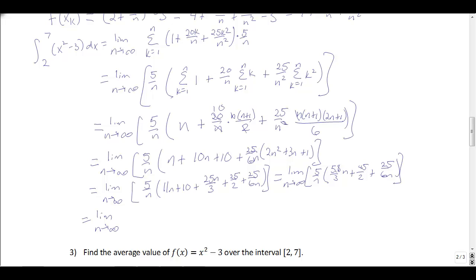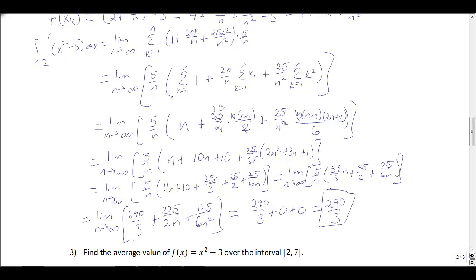5 times 58 is 290 over 3. I'll get 225 over 2n, and then I'll get 125 over 6n squared. Now, when n goes to infinity, these second two terms go to 0. So I'm just going to end up with 290 over 3 plus 0 plus 0. My answer is 290 over 3. So this is using a Riemann sum to calculate this. This took a fair amount of time.